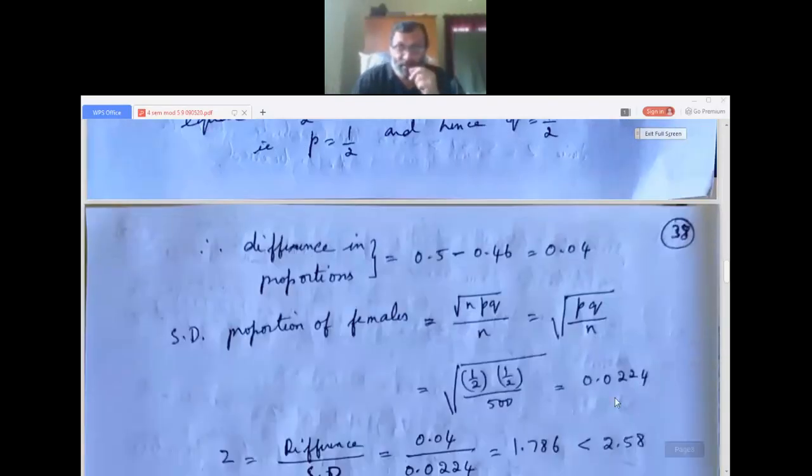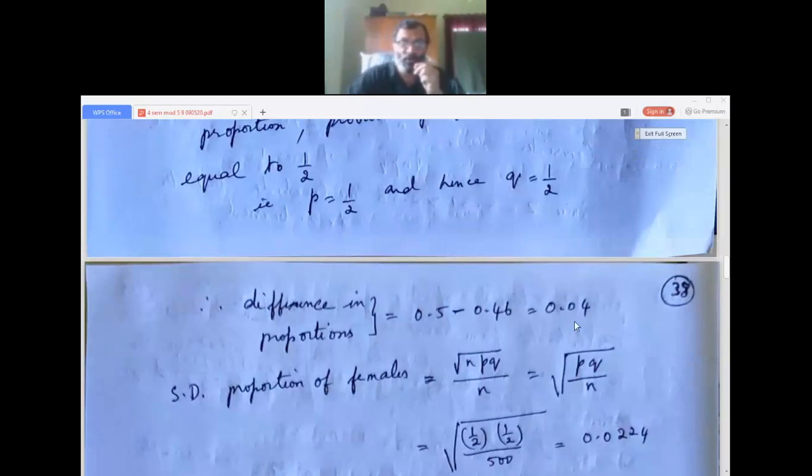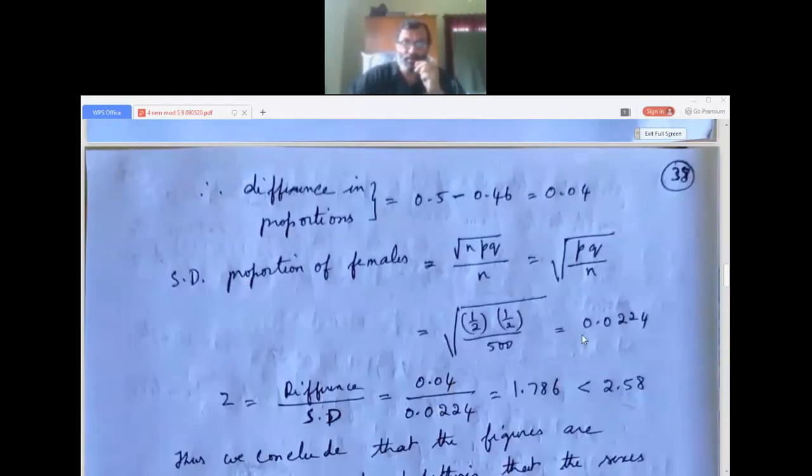Check whether I am correct. I might be wrong. Always check using your calculator. Now Z equals the difference, X minus NP or the difference, whatever. There are 2, 3 formulas, different ways of writing the formulas. Z is the difference divided by the standard deviation. The difference is 0.04, divided by the standard deviation of the proportion of females, that is 0.0224. I have done this problem taking females. You can do it by taking males, you will get the same answer. So Z is 1.786. Now to test the hypothesis, I take the standard value, that is 2.58.